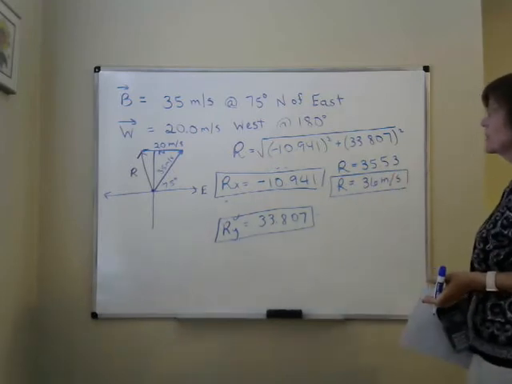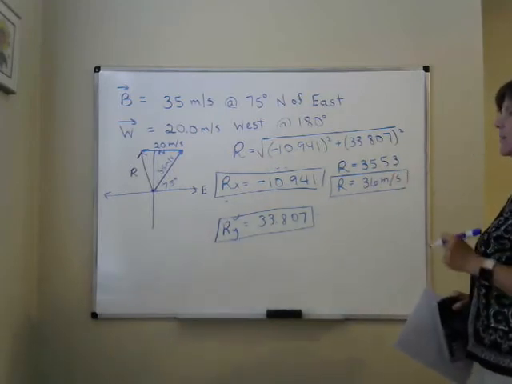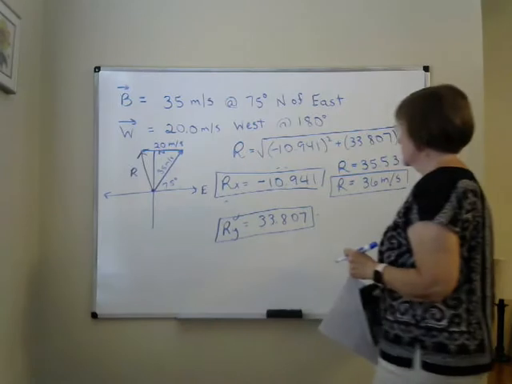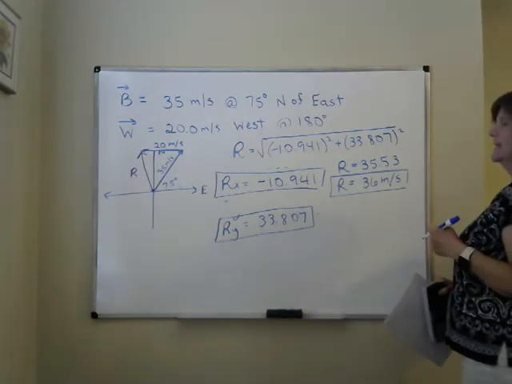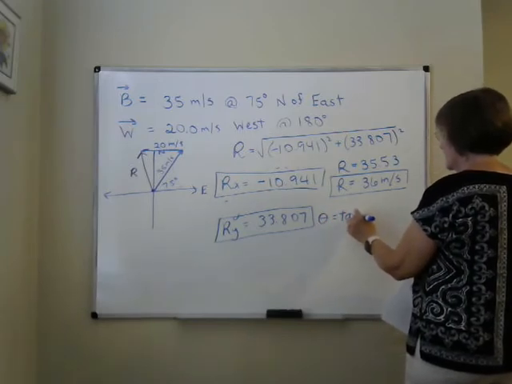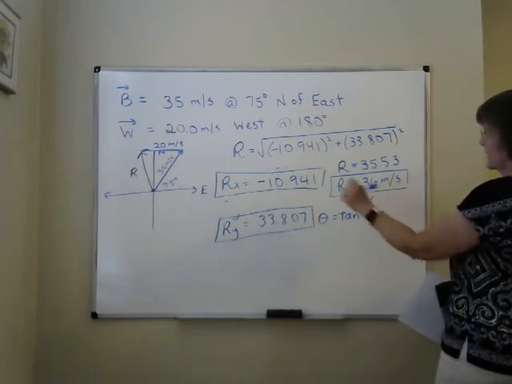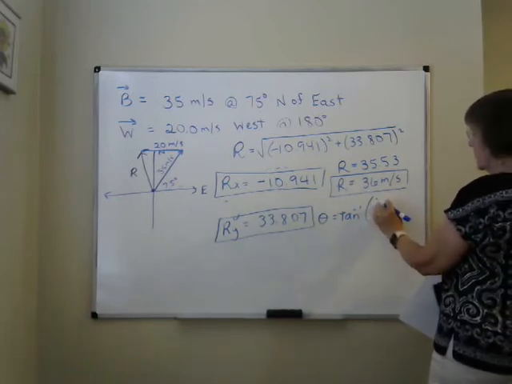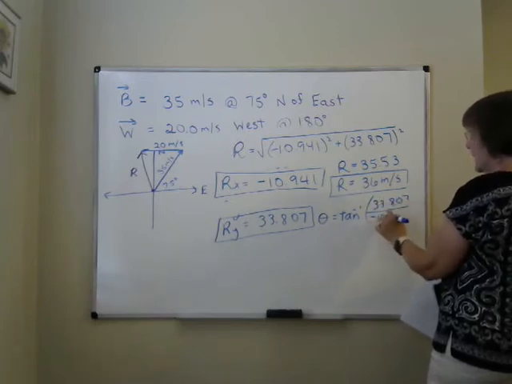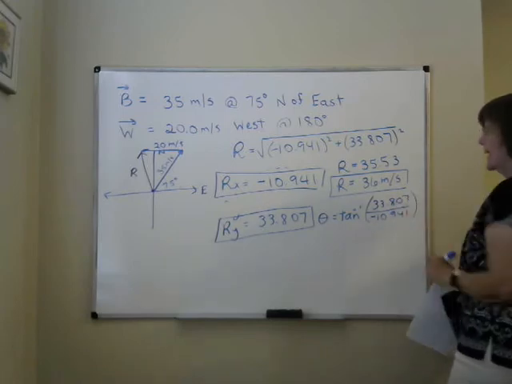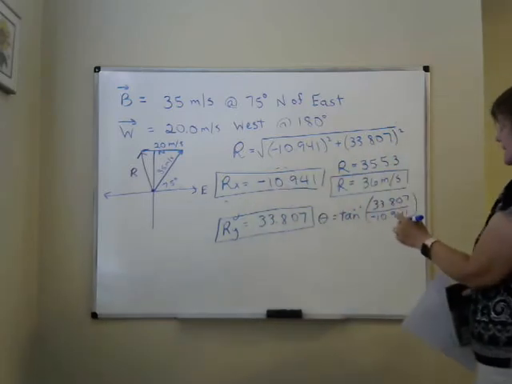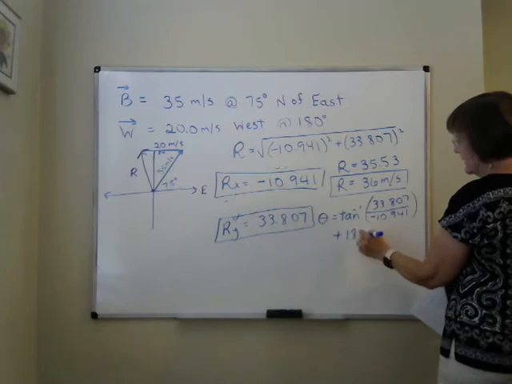Notice it's actually the bird's going a little bit faster because of the way the wind is blowing him. I didn't draw it perfectly. This vector should be a little farther in that direction. What direction is that? Well, theta is the tangent inverse of the y component, 33.807, over the x component, negative 10.941. I know I'm in quadrant 2. X is negative, y is positive. Anytime x is negative, I'm going to have to add 180 degrees to that.